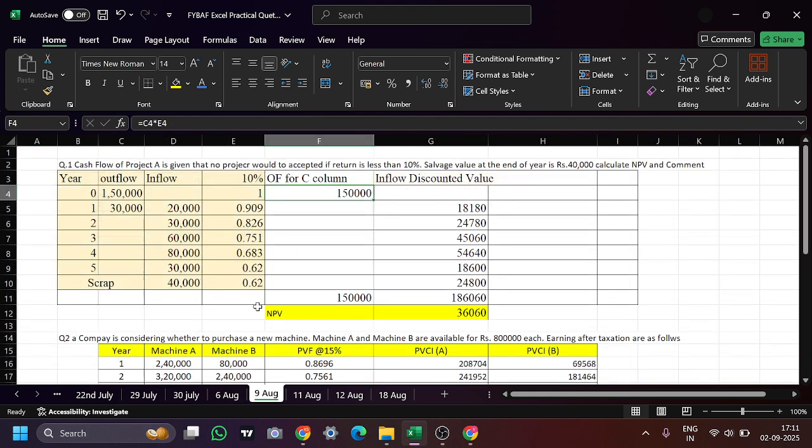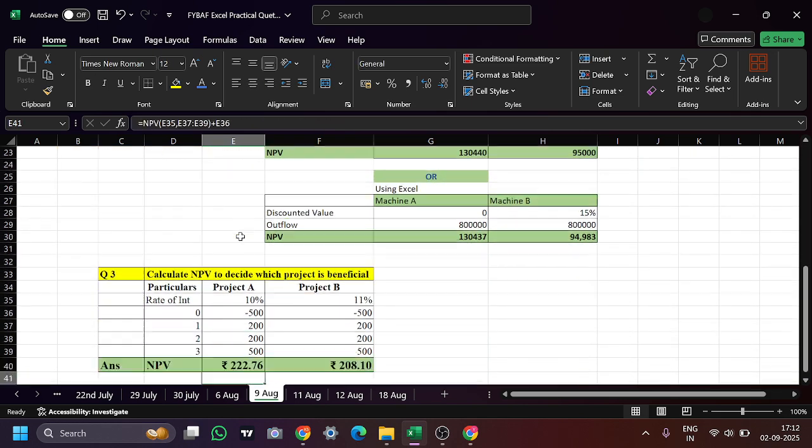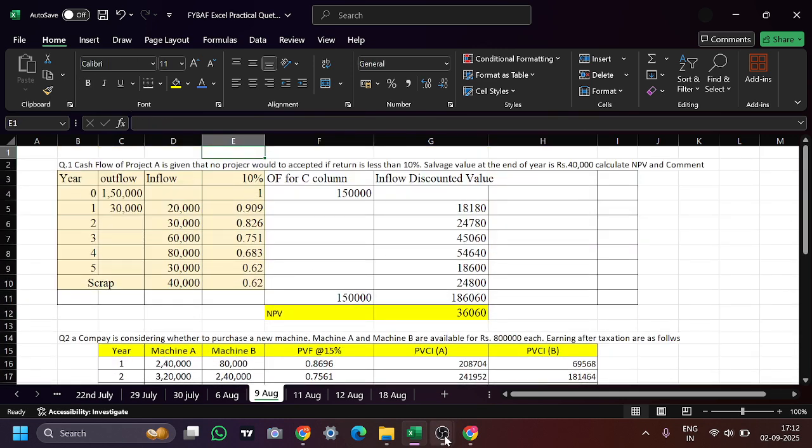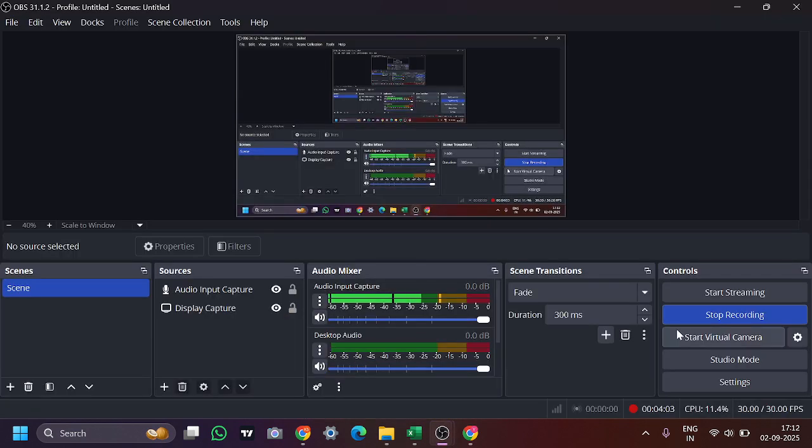In the next lecture we will see the advanced sums of the NPV, done. So here we have three sums. We'll see them in the next lecture.